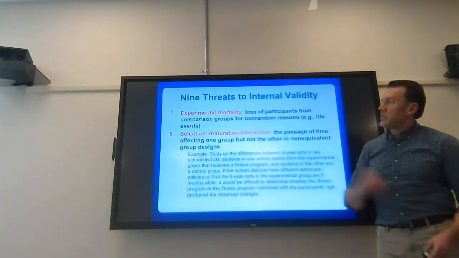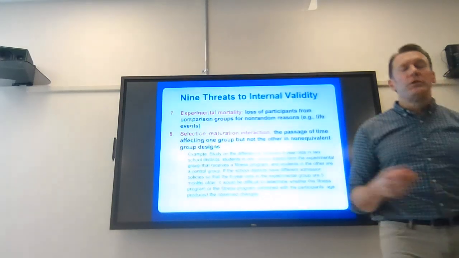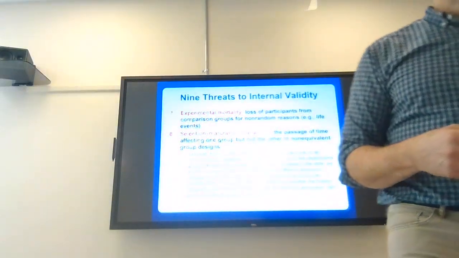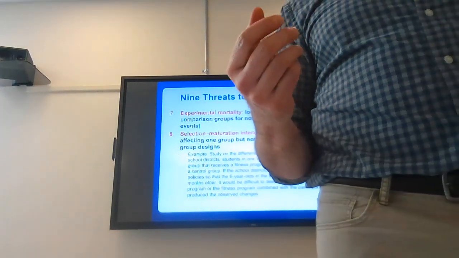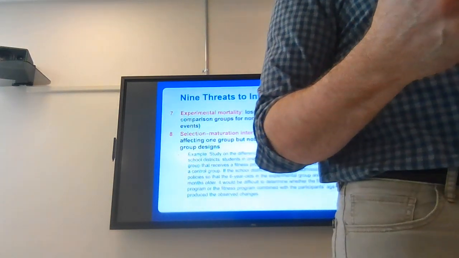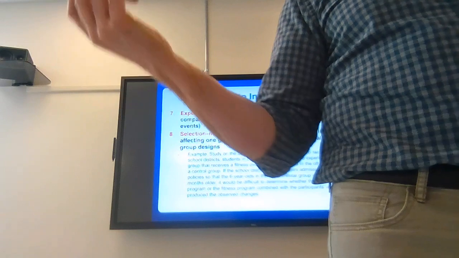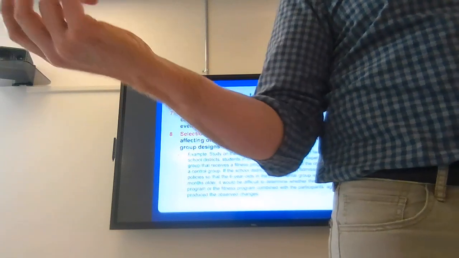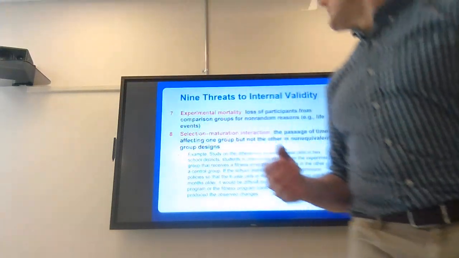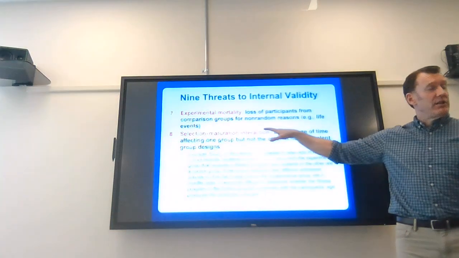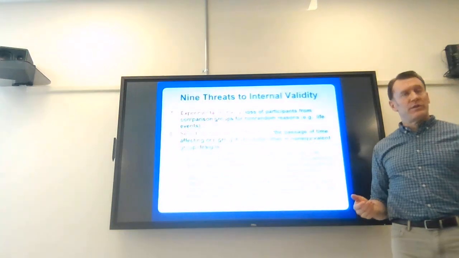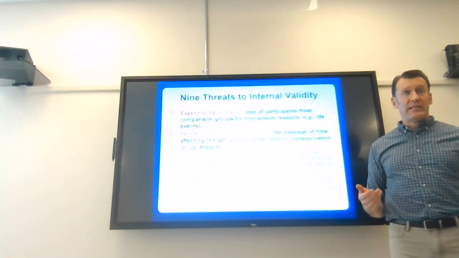Okay, selection maturation interaction. So if you're looking at two different school districts, in one school district the admittance criteria for the same grade has older kids. In the other school district, the admittance criteria for the same grade has younger kids. You're going to run into that maturation interaction again, where of course older kids are going to have a tendency to perform better.